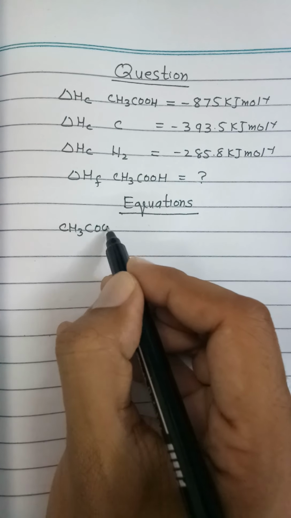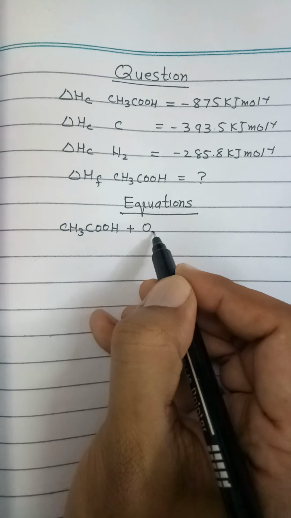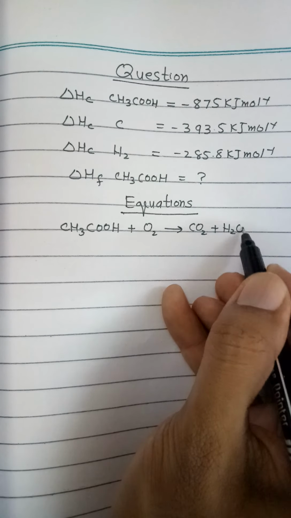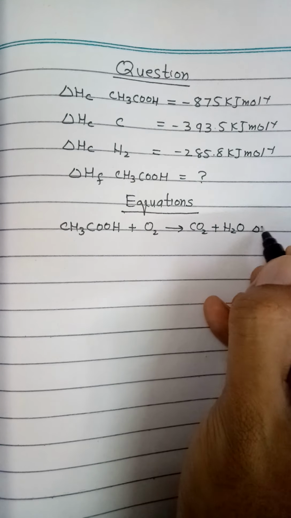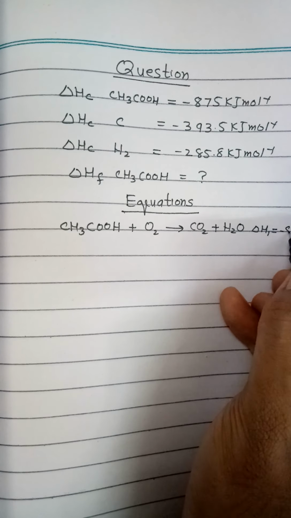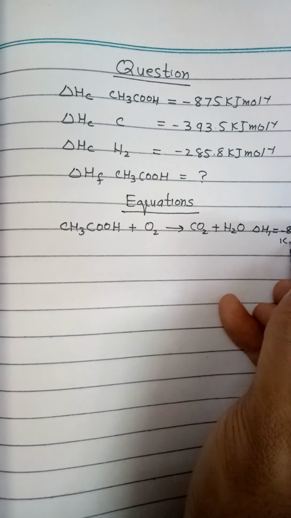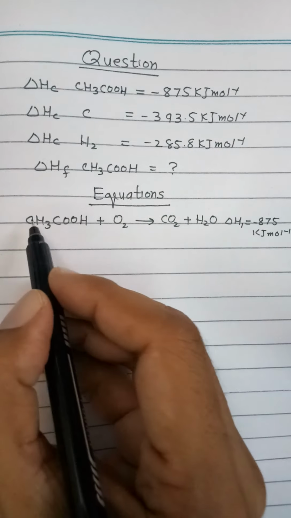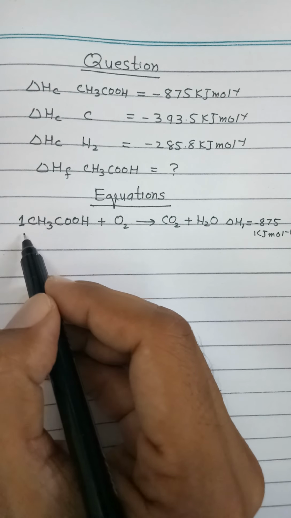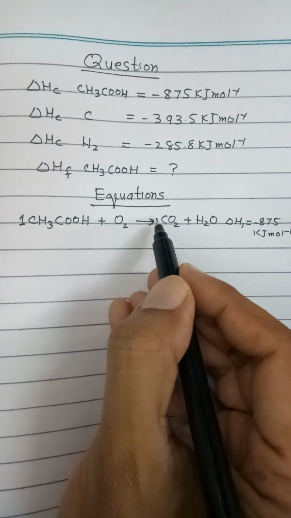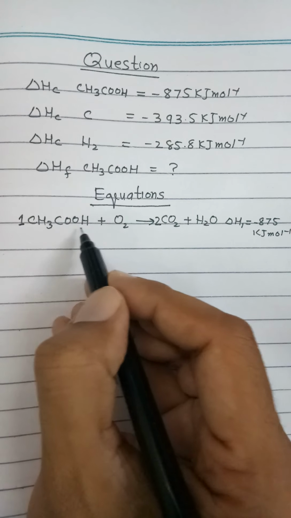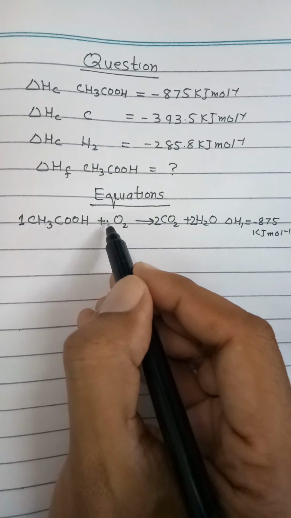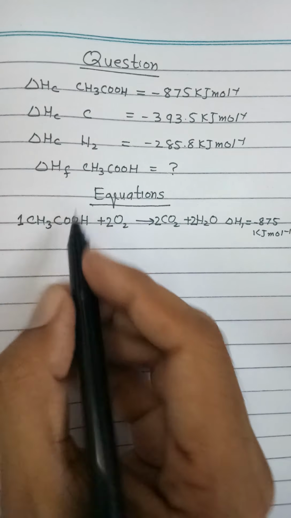Combustion means burning of a substance in the presence of oxygen. So acetic acid is burned in the presence of oxygen, which forms carbon dioxide and water, and delta H in this case is minus 875 kilojoule per mole. In order to balance this, as 1 mole of substance is burned, we will place 1 before that. 2 carbon atoms are there, so multiply by 2. 3 and 1, 4 hydrogen atoms are present, 2 into 2 is 4, so multiply water by 2. 6 oxygen atoms are present, so 2 into 2 plus 2.